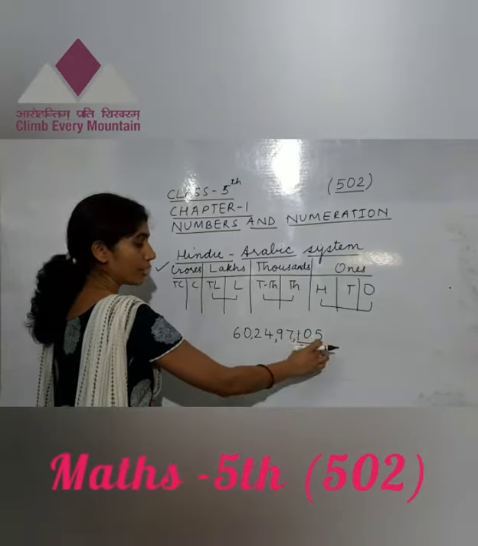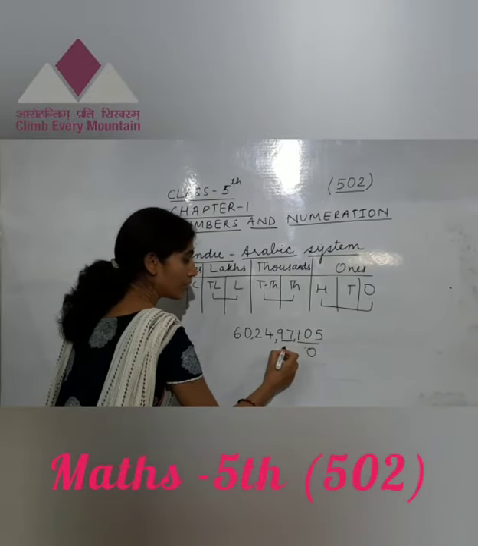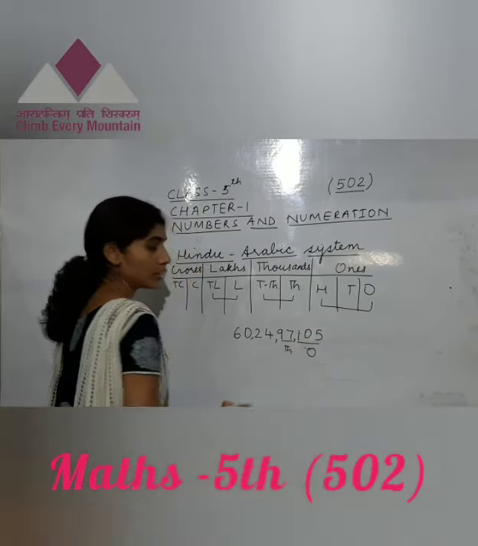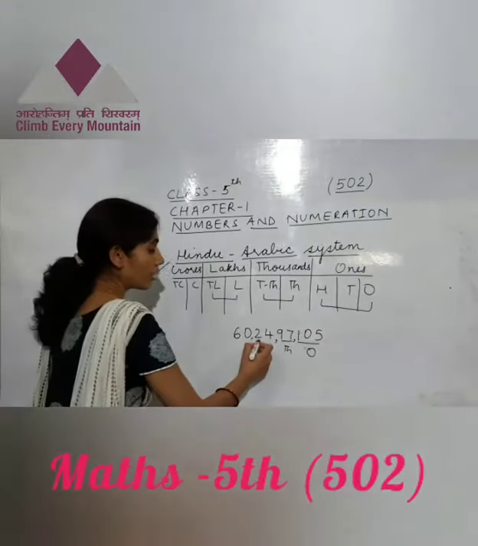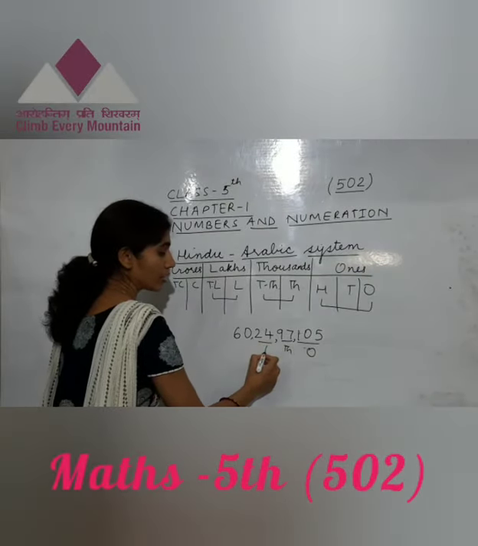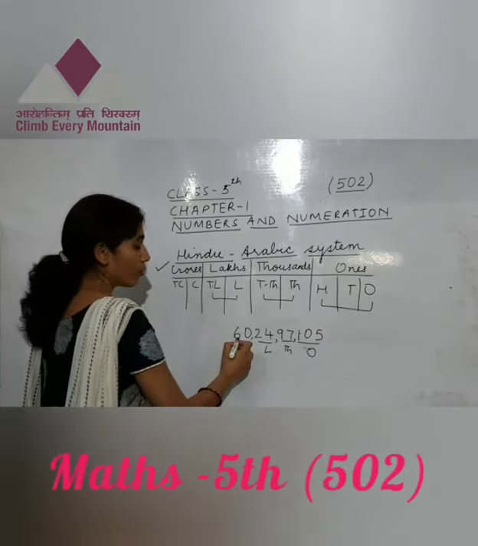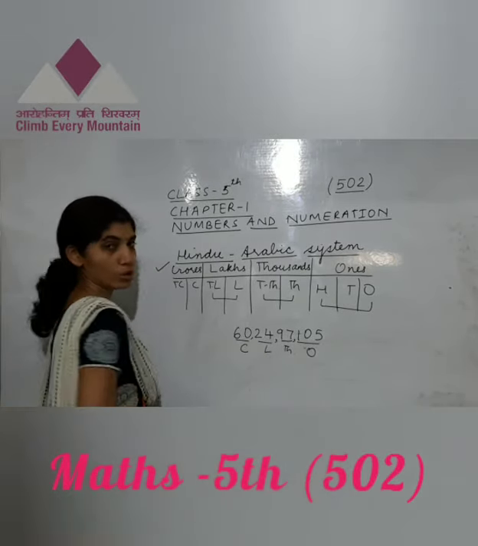So this first period is the ones period. The second period, which contains 2 digits, is the thousands period. The third period also contains 2 digits and it is the lakhs period. And this fourth period is the crores period.